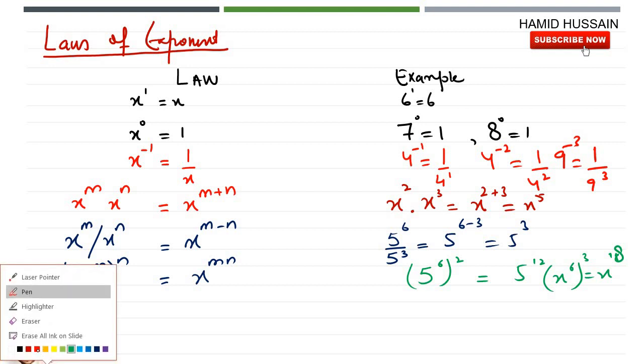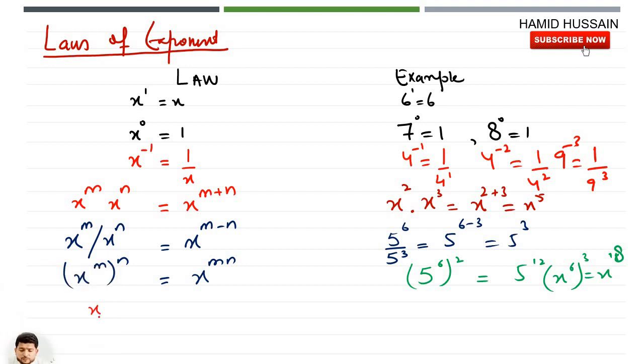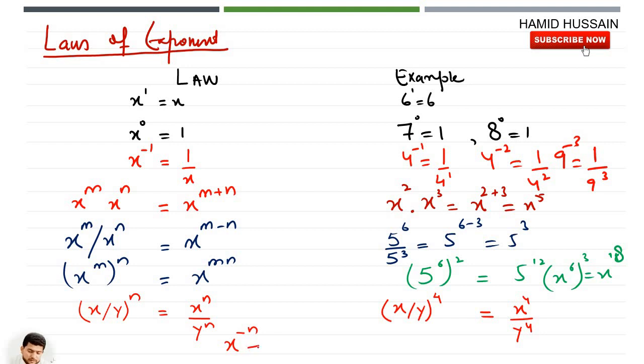The next law is, let's suppose x divided by y, to the power n, that will be x to the power n divided by y to the power n. Now let's suppose x divided by y, to the power 4, that will be x to the power 4 divided by y to the power 4. And the last law is x to the power minus n, which is going to be 1 divided by x to the power n, and I have explained this law here in this video.